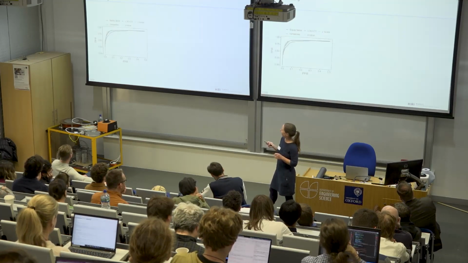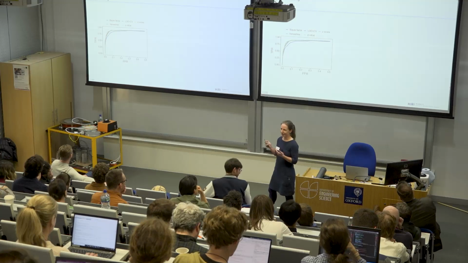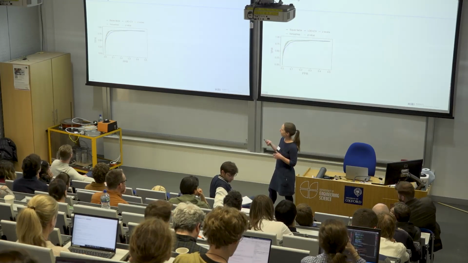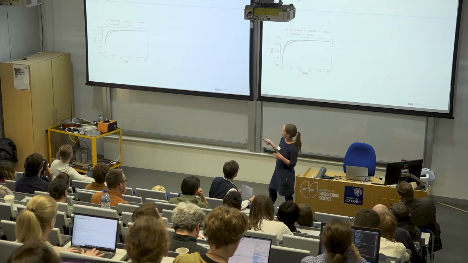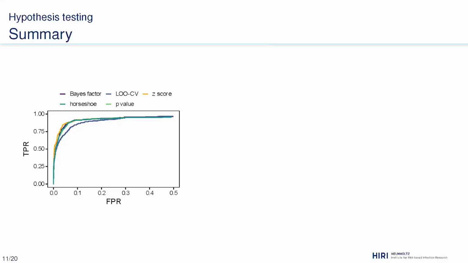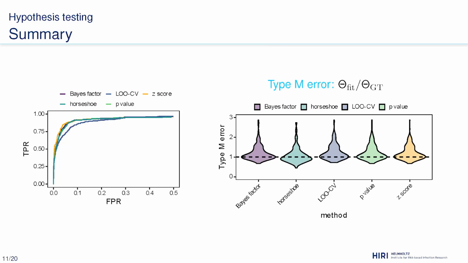this should work. So now, how do these different methods perform? I can see that they actually all perform fairly similarly, except for the leave-one-out cross-validation, which actually had the poorest performance. And also, when it comes to M value, they all perform fairly similarly.